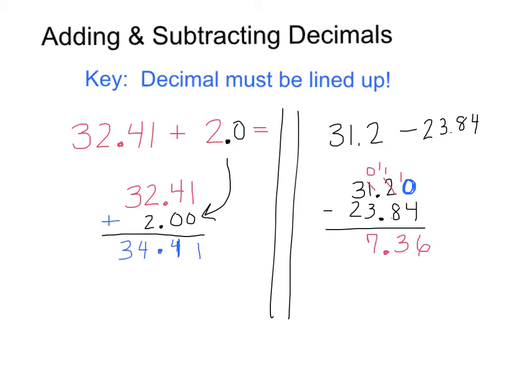So once again, it's all about lining up the decimals, and then you just add and subtract like you're dealing with normal numbers. But it's essential to line up the decimals, and then fill in the zeros as needed, just so that you don't get confused about what to do with the blank spot.